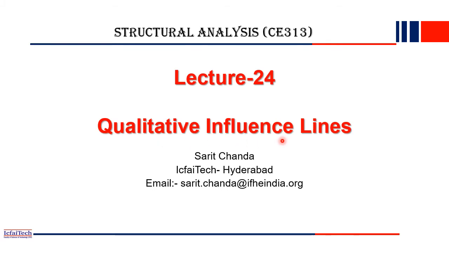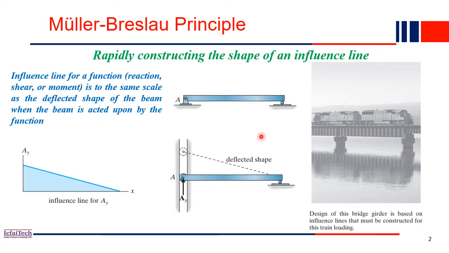qualitative influence line diagram. How quickly you can draw the influence line diagram for any beam. So this method is also called Muller-Breslau principle because he first proposed this method. So this is actually rapid construction of shape of an influence line diagram. So if you want to draw the influence line diagram for this beam using this principle, you can do that.